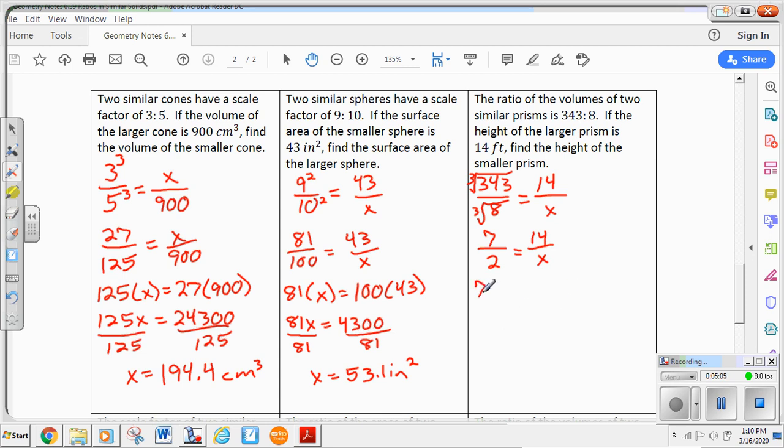Cross multiply. 7 times x equals 2 times 14. 7 times x is 7x. 2 times 14 is 28. Divide both sides by 7, and x is 4 feet. So the three-dimensional ratio of volume needed to have the cube root applied so that it would match the one-dimensional ratio of height.